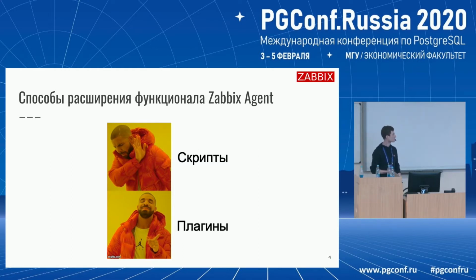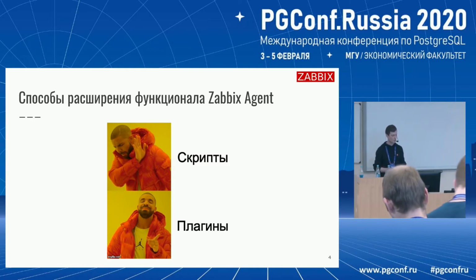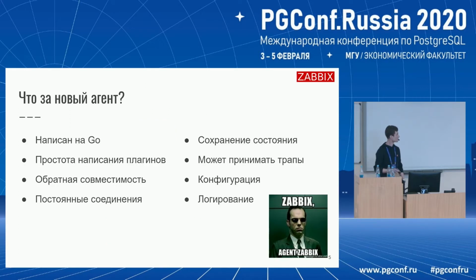Also, we have the system run function. It is almost the same as scripts, but here we send any commands to the agent and allow executing them. It helps us with centralization, but there are some problems with security. And the second thing is plugins. Maybe they're a little bit more complicated in terms of development, but they're faster and more efficient. That's why we're going to talk about plugins.